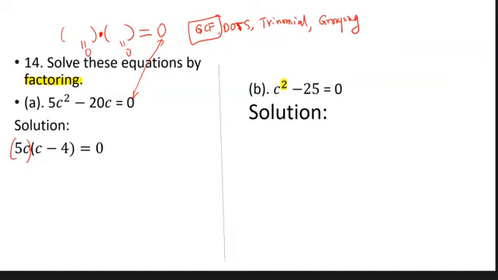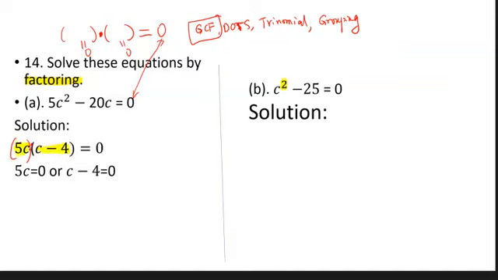And now we can say, since we have multiplication, if we multiply two numbers and get 0, then one of them must be 0. So we can set whatever is in each parenthesis equal to 0. So we have 5C equals 0 and C minus 4 equals 0.